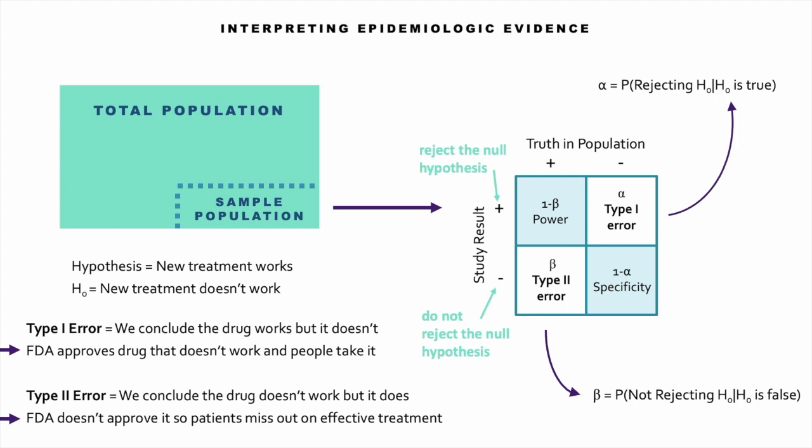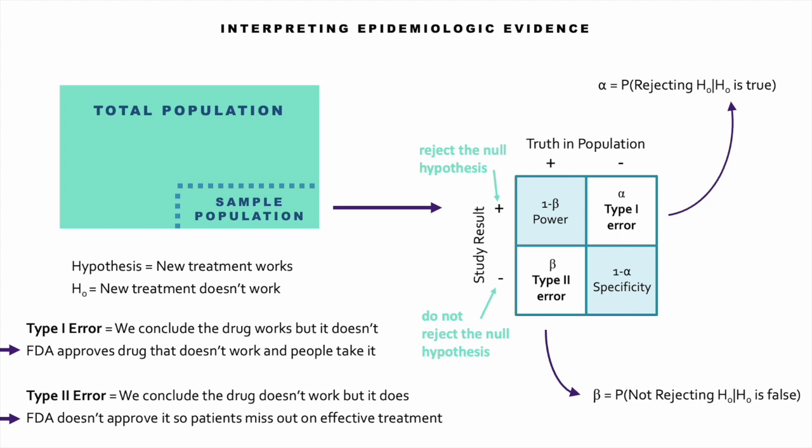So a possible consequence would be the FDA doesn't approve a drug, so patients miss out on an effective treatment. Just like with selecting a screening test when there's a trade-off between sensitivity and specificity, increasing sensitivity often means decreasing specificity and accidentally labeling people as having the disease who really don't, false positives, while increasing specificity often means decreasing sensitivity, so you're not catching some people who actually have the disease, false negatives. The same is true of studies.